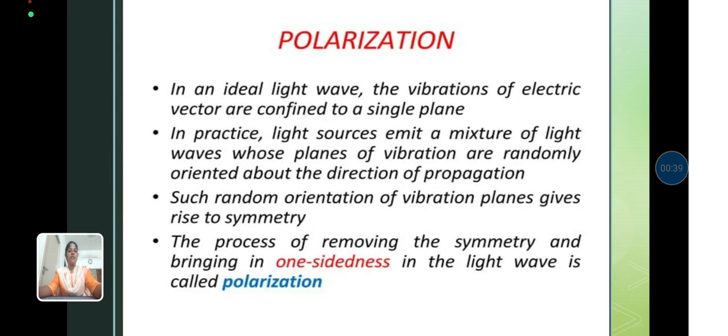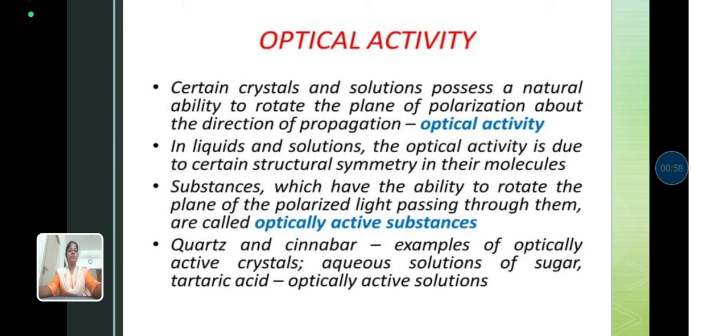In an ideal light wave, the vibrations of the electric vector are confined to a single plane. Such a random orientation of vibration planes gives rise to symmetry. This process of removing the symmetry and bringing in one-sidedness in the light wave is called polarization.